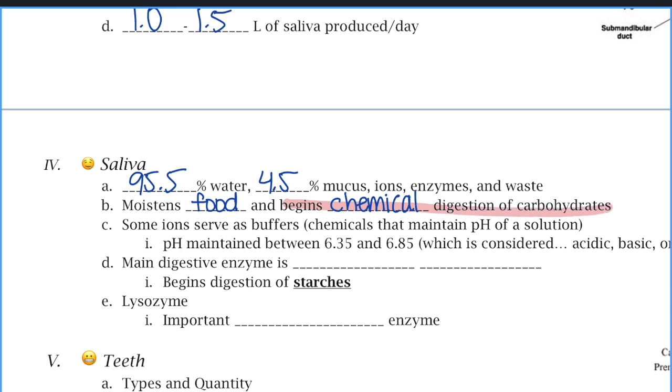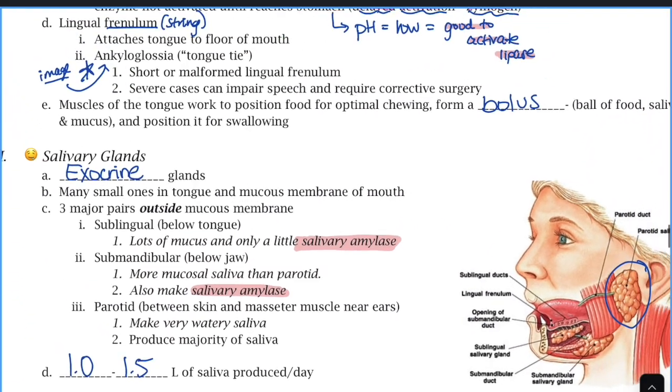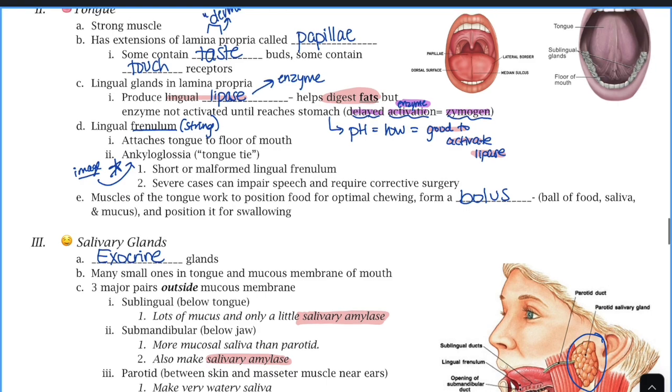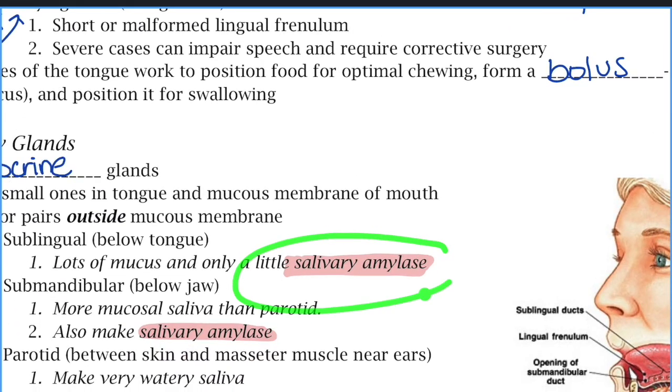So let's highlight that in our enzyme highlighter. Recall from yesterday, we had certain highlighter colors. One of them was for all the enzymes. If we go back through here, I've already highlighted two: lingual lipase and salivary amylase. Those are the two enzymes that so far I have addressed in the lecture.